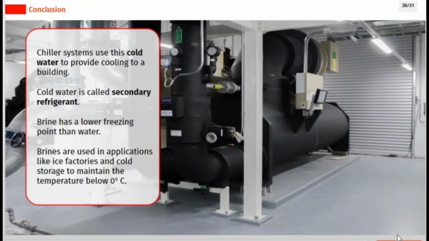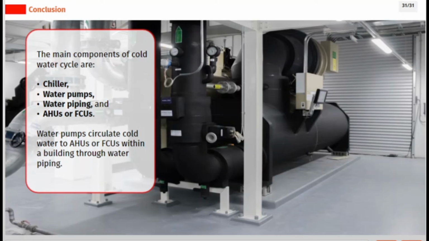Chiller systems use this cold water to provide cooling to a building. Cold water is called secondary refrigerant. Brine has a lower freezing point than water. Brines are used in applications like ice factories and cold storage to maintain the temperature below 0 degrees Celsius.